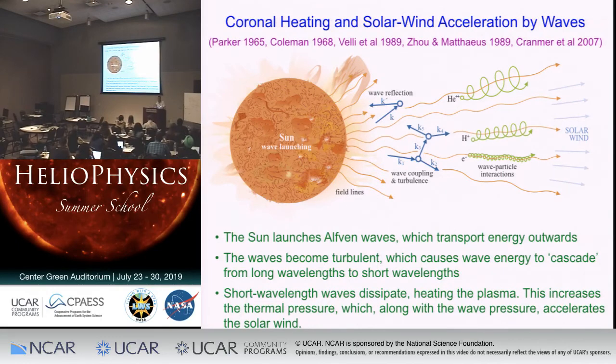Those waves become turbulent, the energy of that turbulence cascading to small scales and dissipating, heating the plasma, increasing the thermal pressure of the plasma, which then pushes the plasma away from the sun, giving you a solar wind. All right. Time permitting, I'll say more about this at the end, but that was just motivational.